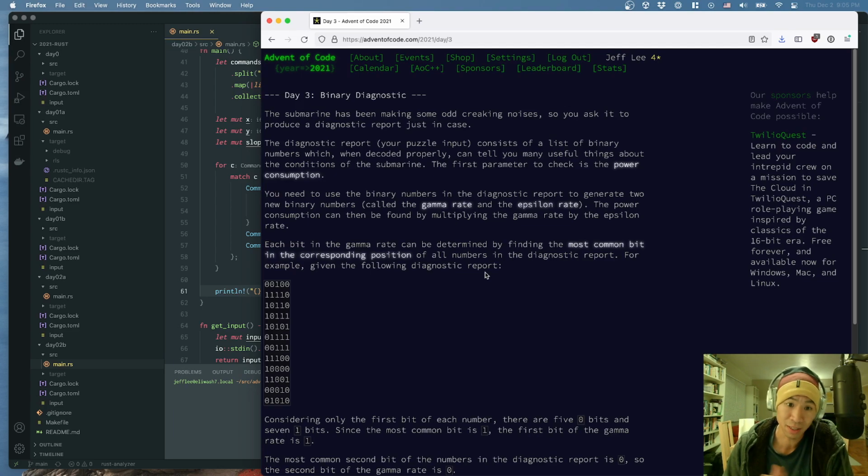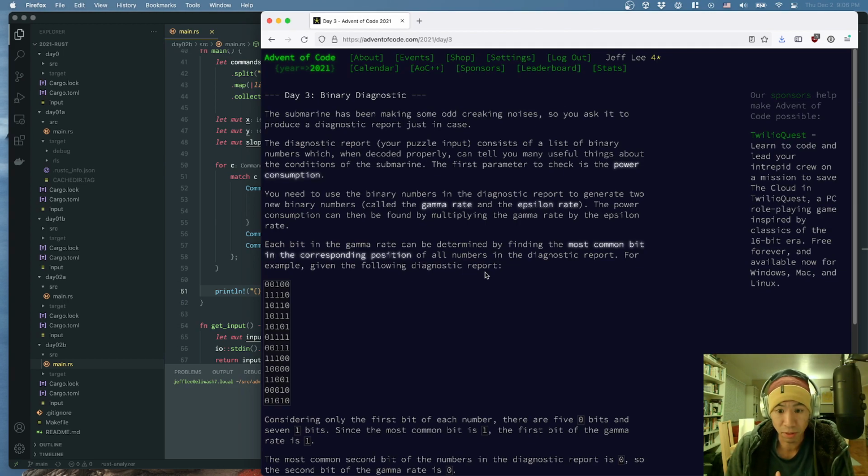The submarine has been making some odd creaking noises, so you ask it to produce a diagnostic report just in case. The diagnostic report, your puzzle input, consists of a list of binary numbers which, when decoded properly, can tell you many useful things about the conditions of the submarine. The first parameter is to check the power consumption. You need to use the binary numbers in the diagnostic report to generate 2 new binary numbers called the gamma rate and the epsilon rate. The power consumption can then be found by multiplying the gamma rate by the epsilon rate.